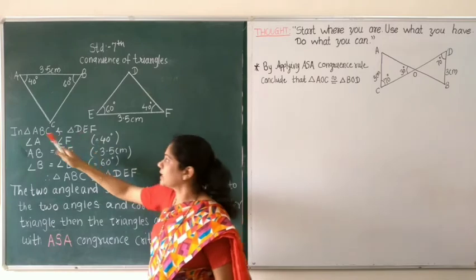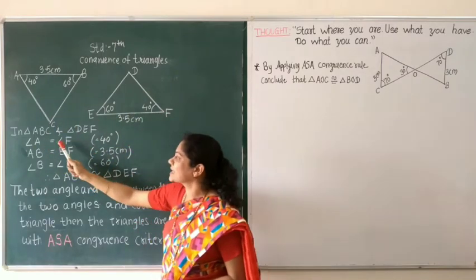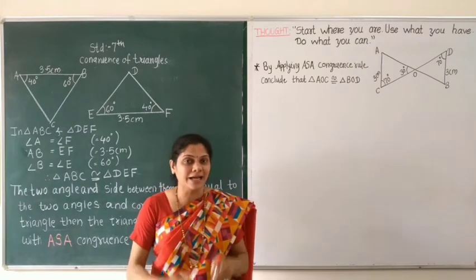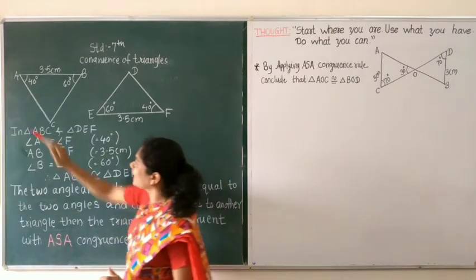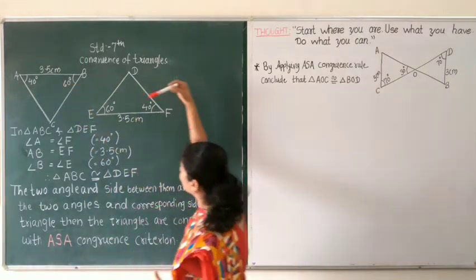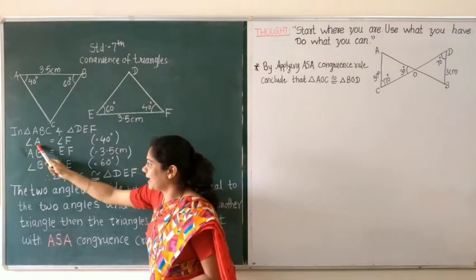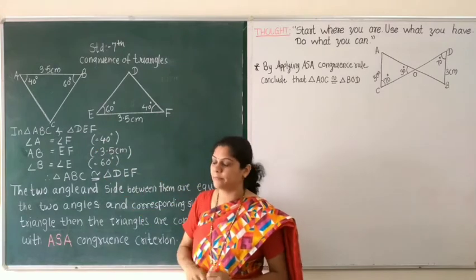With the help of this given measurement, we can prove that in triangles ABC and DEF, angle A is equal to angle F. That is, the measurements of angle A and angle F are both the same. What is that measurement? Angle A is 40 degrees, angle F is 40 degrees. So I can write angle A is equal to angle F, that is 40 degrees.